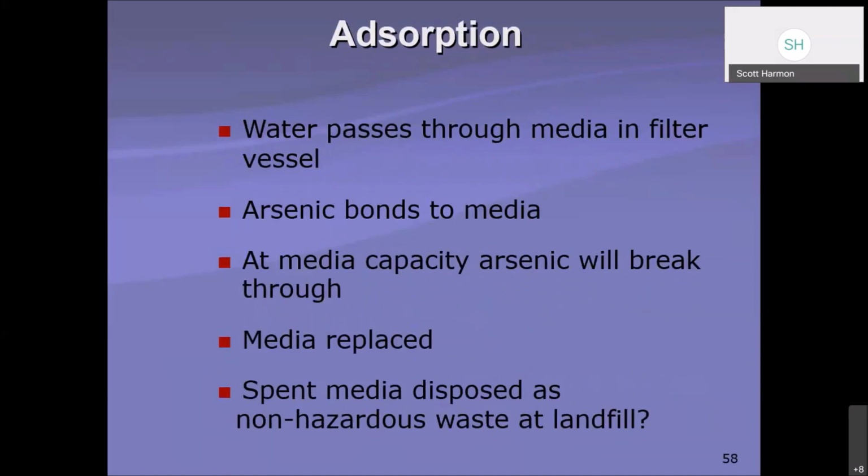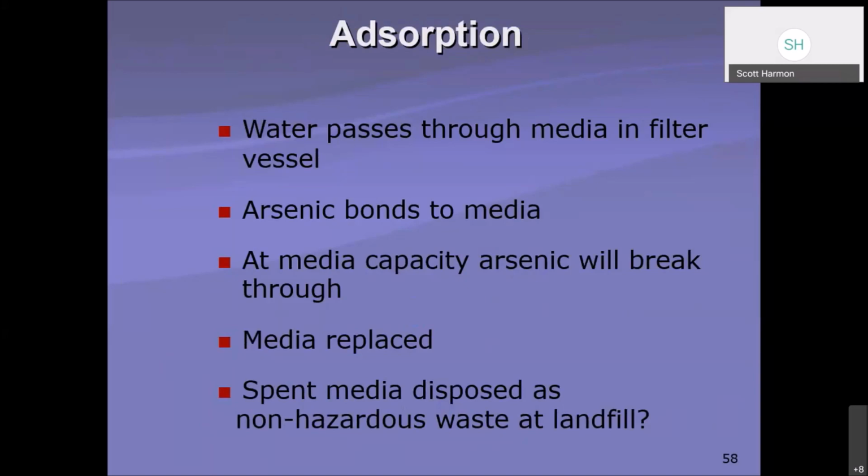So in the adsorption, how it would work in your treatment process: water passes through the media in the filter vessel, so the water is flowing through there. And then because of that electrochemical bond, arsenic would bond to that media. Okay, it would stick to the outside of the media grain, whichever media you're choosing. At media capacity, arsenic will break through, and that would be for any contaminant.